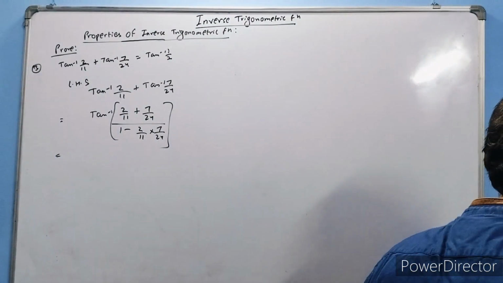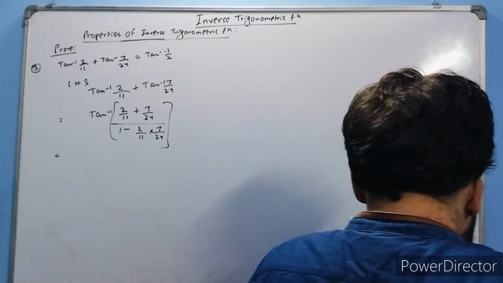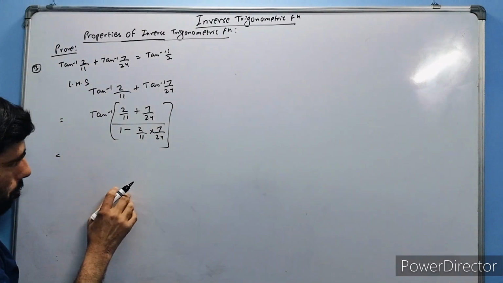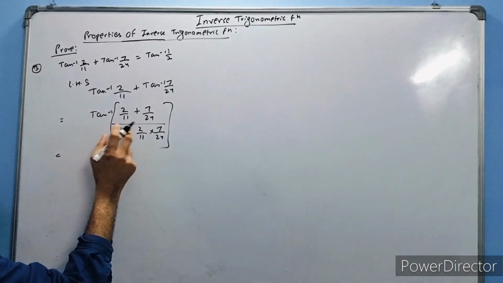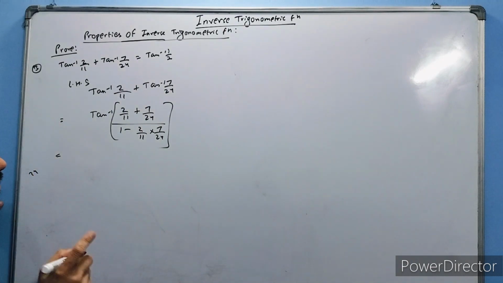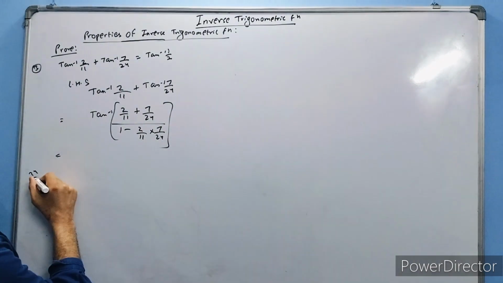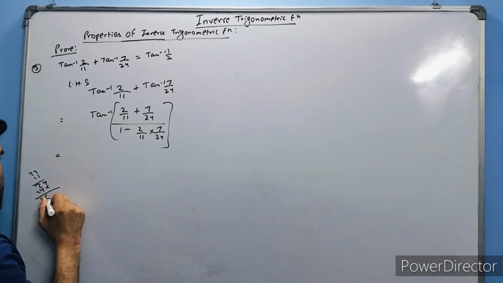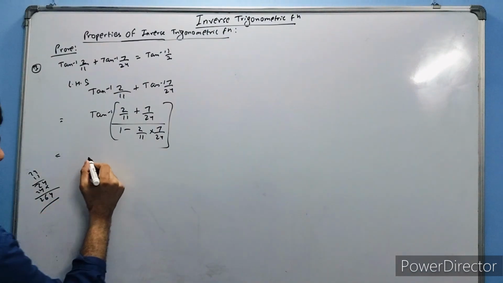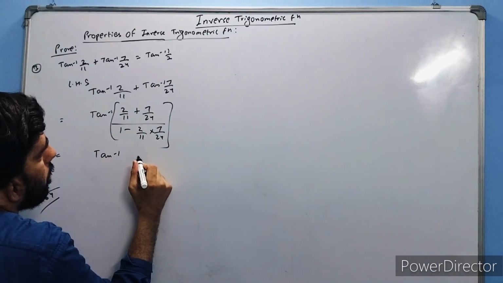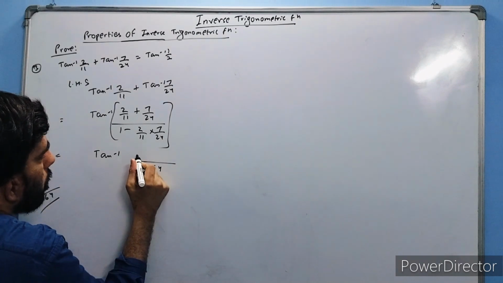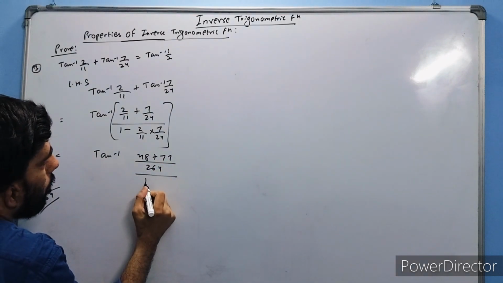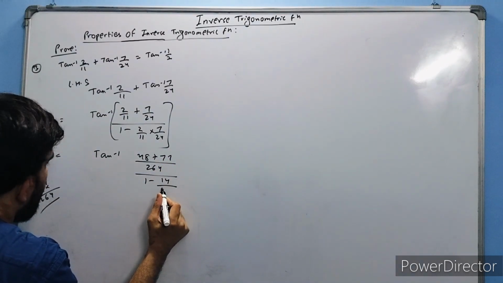So we have the question in hand. Now let us see how we can easily verify it. Take the LCM of 24 and 11. Both are different numbers, one even and one odd, so we'll multiply. We get 264. So now we'll write 264, it will be 48 plus here I got 77, upon 1 minus 14 upon 264.